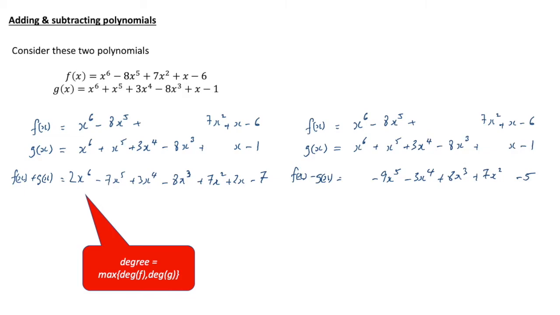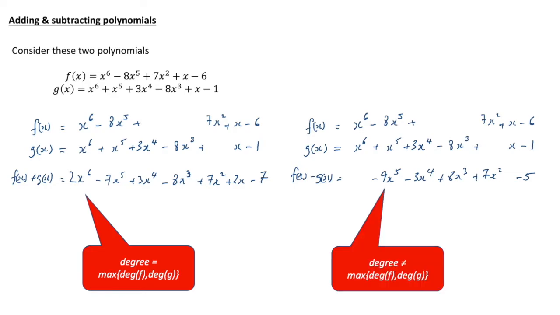for the degree, when you add polynomials, the degree of the added polynomial is going to be the maximum of the degrees of each of them. Now in this example, they're both x to the power of 6, but if we had an x to the power of 7 in one of them, and an x to the power of 6 in the other, this sum would still have an x to the power of 7. So it's whichever is the highest degree of the ones you're adding.